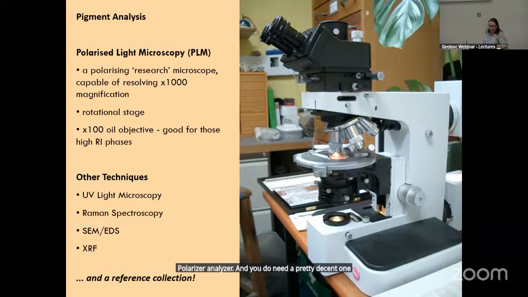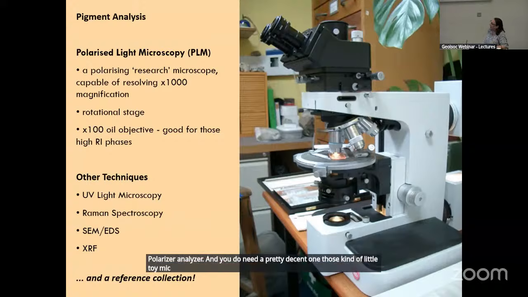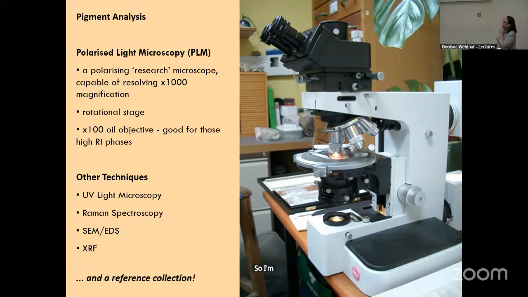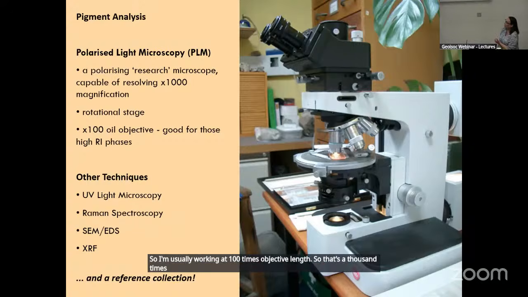Those kind of little toy microscopes that you had as undergraduates are not really optically up to the job here. Pigment grains are tiny, typically smaller than 40 microns. So I'm usually working with a 100 times objective lens, so that's 1,000 times magnification. 400 to 1,000 times magnification is essential. And I also use an oil objective as well.